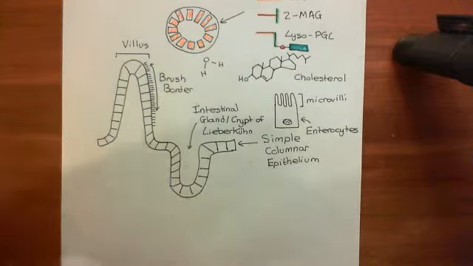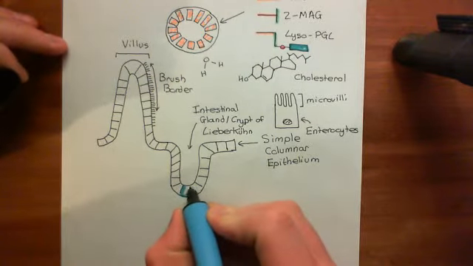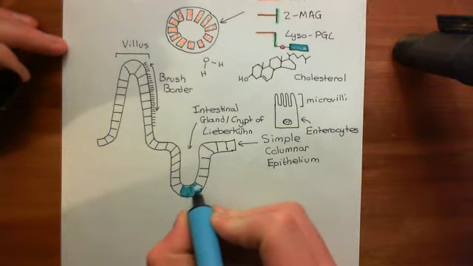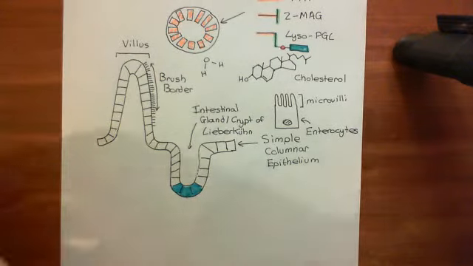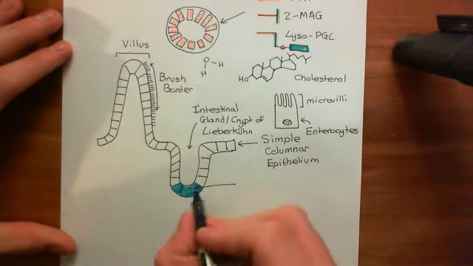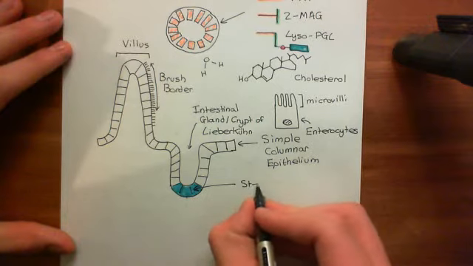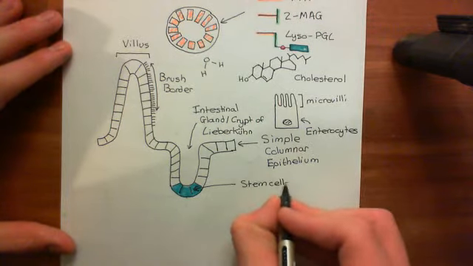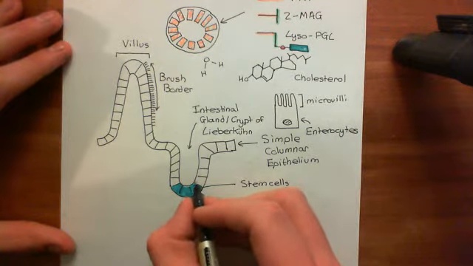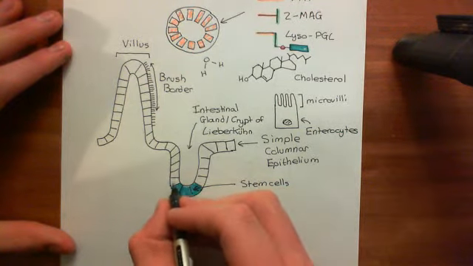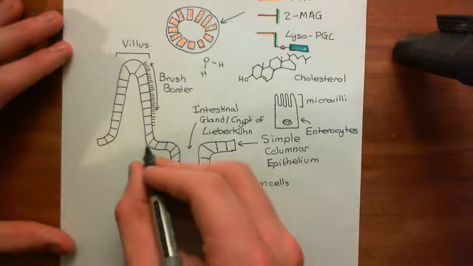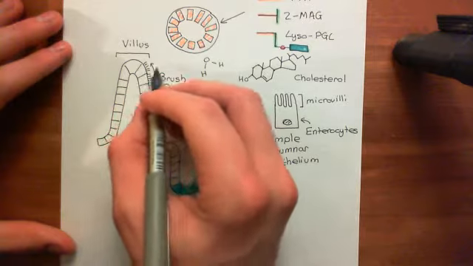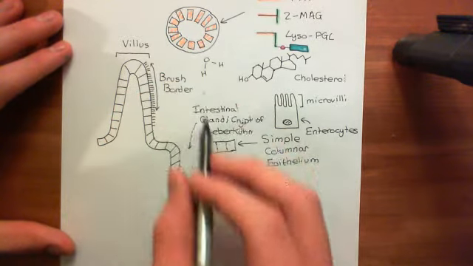Basically at the bottom of these crypts of Lieberkühn, you have stem cells. These cells that I'm going to highlight now in blue at the bottom of the crypts are stem cells, and these stem cells are here to divide and produce new enterocytes. The idea is that these new enterocytes will gradually make their way up the sides of the crypts, then up the sides of the villus, and eventually when they get near the top they'll just sort of fall off into the intestine.